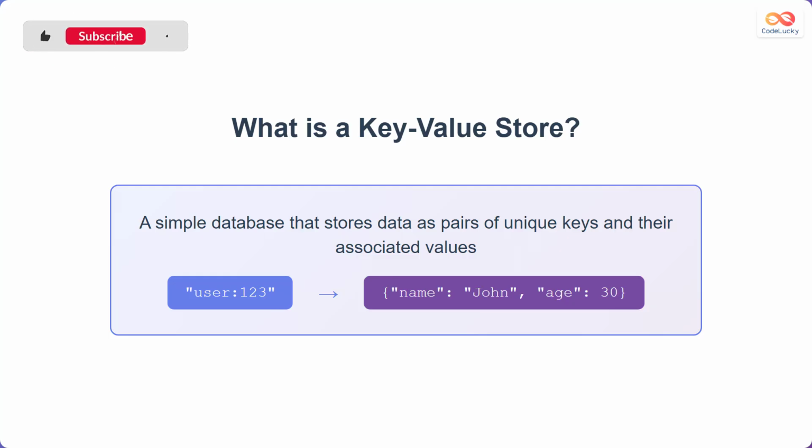A key value store is a simple type of database that stores data as pairs of unique keys and their associated values. Think of it like a dictionary or a map, where each key points to a specific value. As an example, the key user:123 could point to the value containing user information like this: name: John, age: 30.